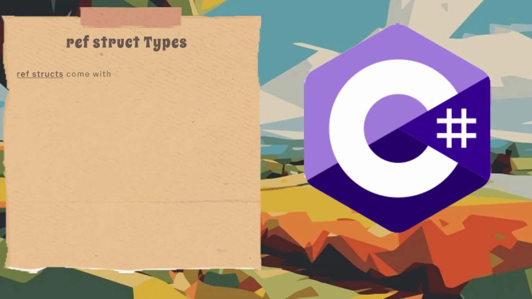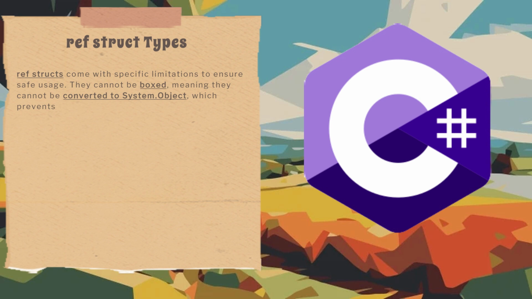Ref structs come with specific limitations to ensure safe usage. They cannot be boxed, meaning they cannot be converted to System.Object, which prevents them from being stored in heap-based collections like arrays or lists.